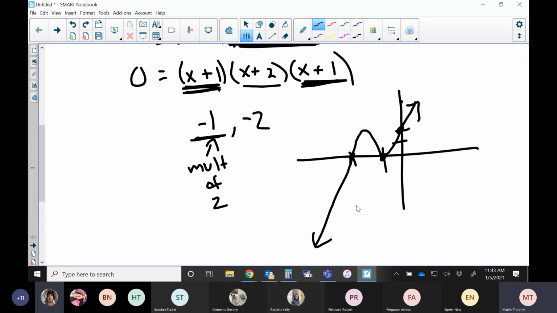Is this starting to make sense? Wait, so if it's odd, it goes through? Yep. Odd multiplicities go through the x-axis. Evens bounce off and go back the way they were coming from. Okay. And remember, this isn't a perfect idea. This is just a sketch. This is an idea of what this graph would look like.